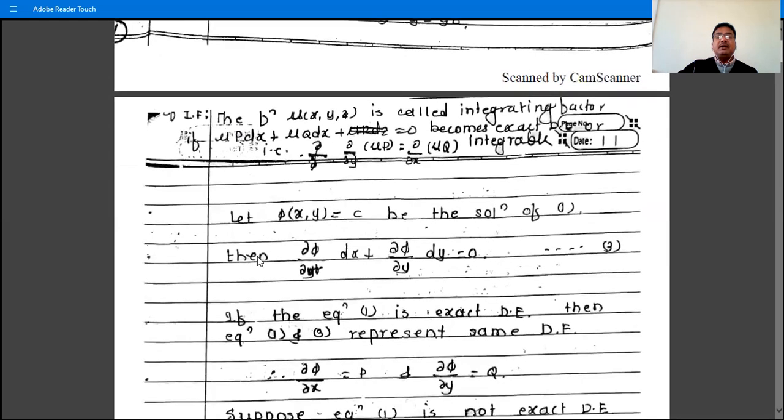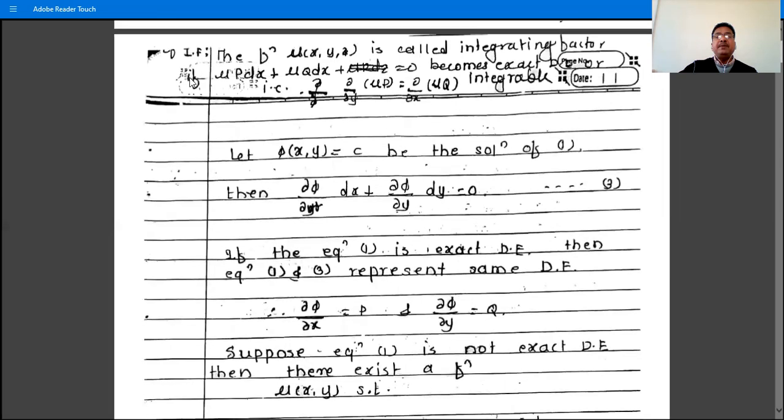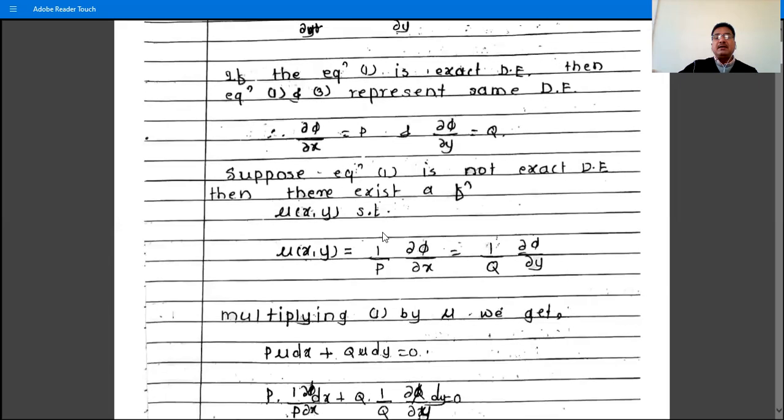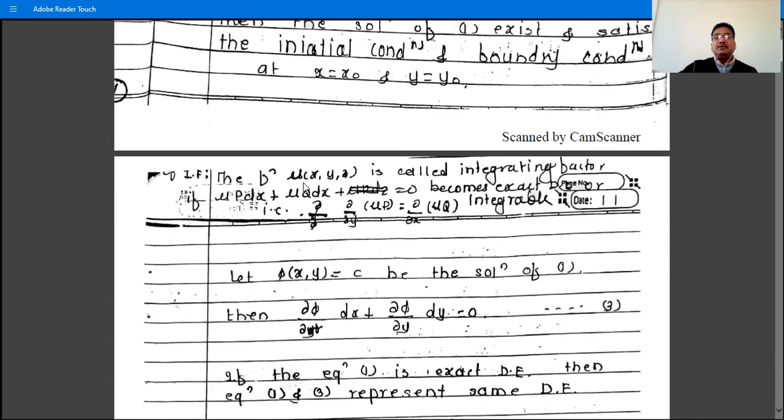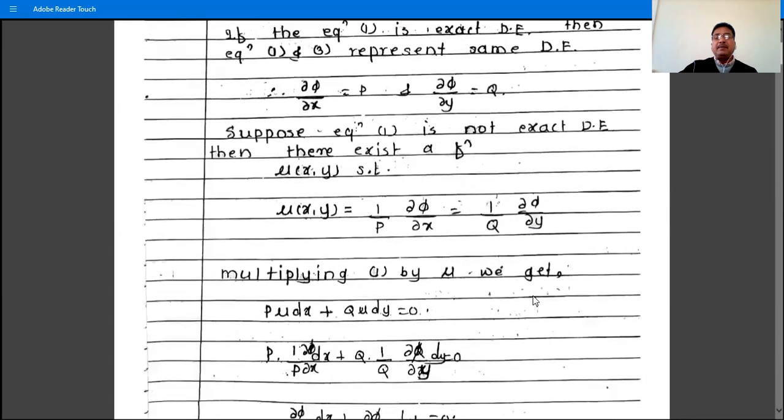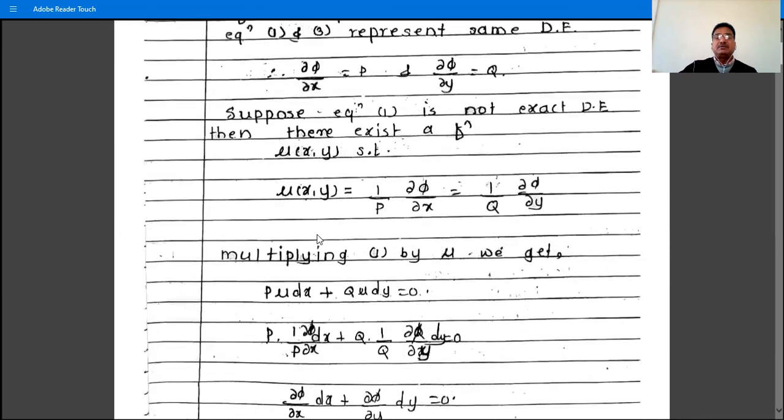And therefore, if we differentiate φ with respect to x, we have μP. That is, μ is 1/P ∂φ/∂x, and μ is also 1/Q ∂φ/∂y, because μQ is what? ∂φ/∂y. And therefore μ is what? 1/Q ∂φ/∂y. We have such a function μ(x,y).